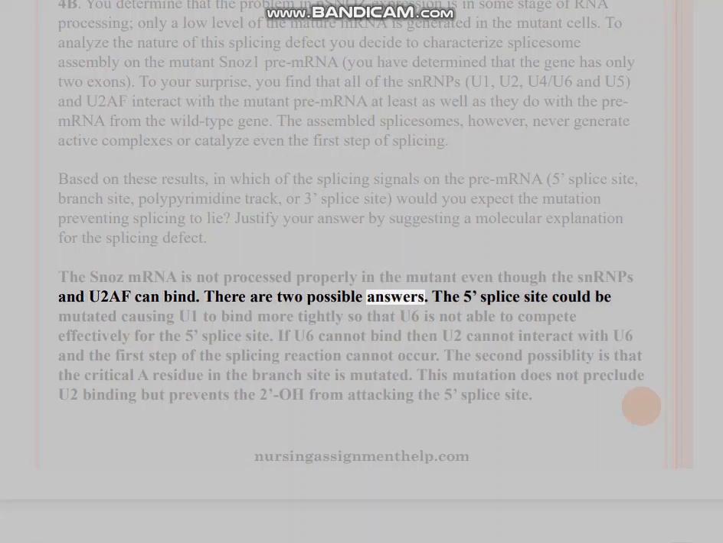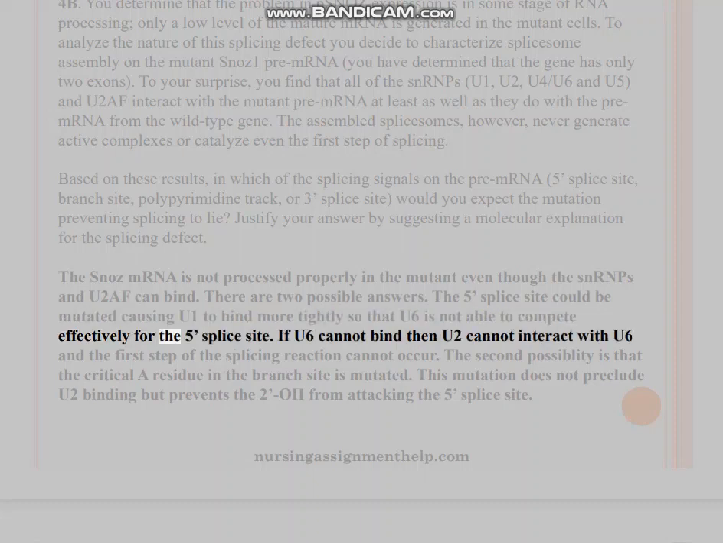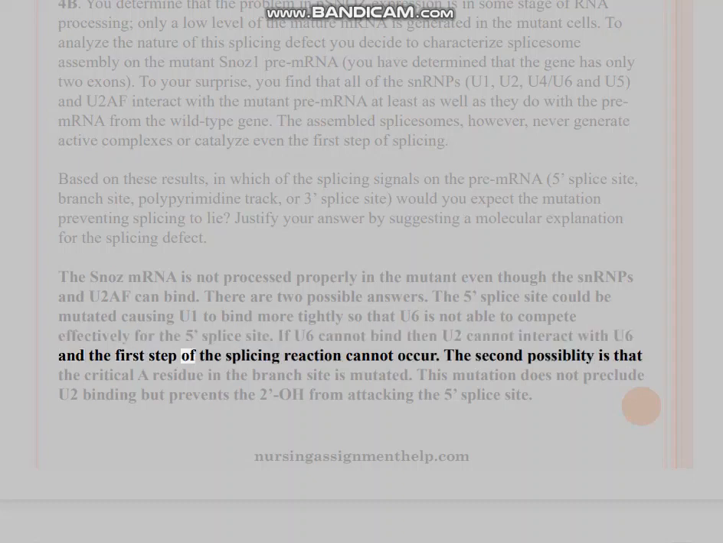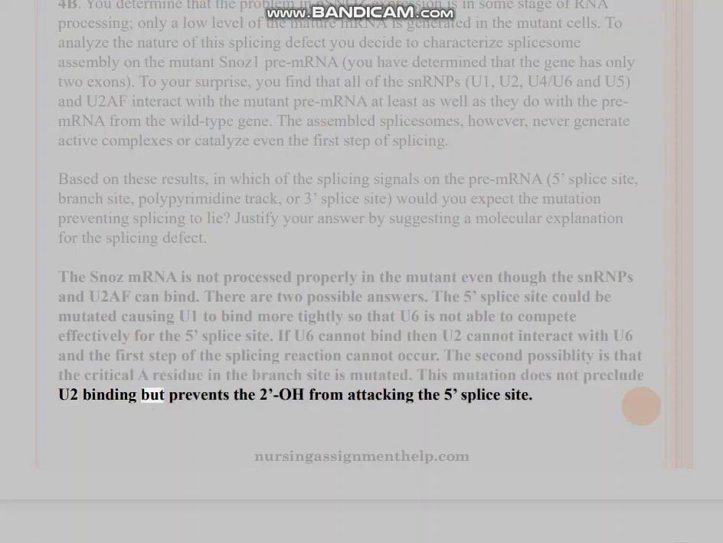There are two possible answers. The 5' splice site could be mutated, causing U1 to bind more tightly so that U6 is not able to compete effectively for the 5' splice site. If U6 cannot bind, then U2 cannot interact with U6 and the first step of the splicing reaction cannot occur. The second possibility is that the critical A residue in the branch site is mutated. This mutation does not preclude U2 binding but prevents the 2' OH from attacking the 5' splice site.